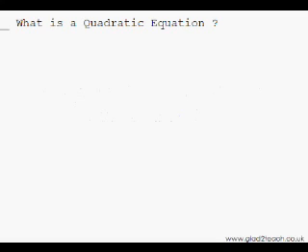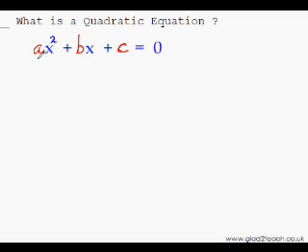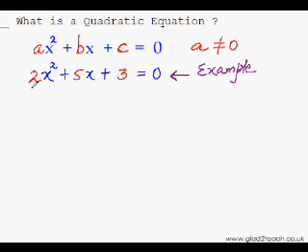So my first question to you is, what is a quadratic equation? It is the equation of this type: ax square plus bx plus c equal to 0, where a, b and c can be any number, but a should not be equal to 0. Why? Because if a is 0, then this entire term will become 0 and this equation will be reduced to a linear equation. See, here is the example of a quadratic equation: 2x square plus 5x plus 3 equal to 0. See, a, b, c have been replaced by these numbers.